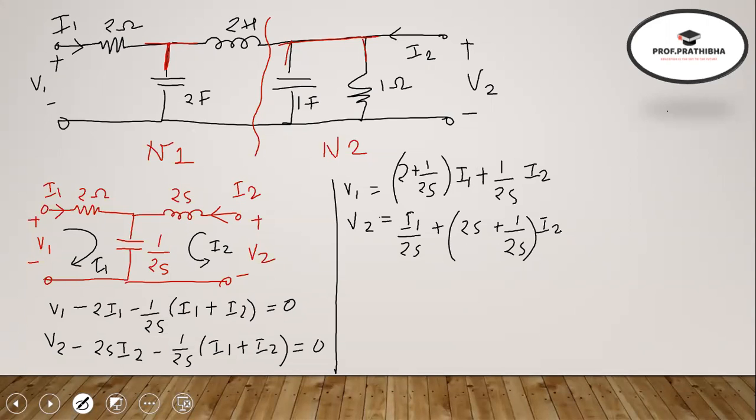Are you getting this? Now, what I want you to do is rearrange the first equation, that is this one. Anybody, one of you all could tell me the standard equation of ABCD parameters? Anyone could unmute and tell me? What are the standard equations of the ABCD parameters?